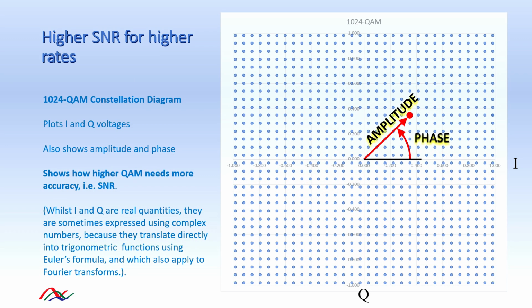The I and Q voltages for different QAM modulation symbols can be plotted on a graph, known as a constellation diagram. As you can see, as the granularity of QAM increases for higher data rates, so the symbols get closer together, and any noise on the channel could cause an error. This is why extra SNR is required for higher data rates.